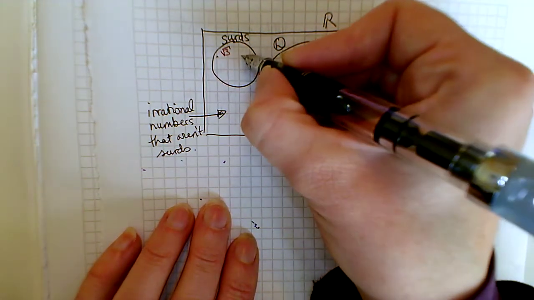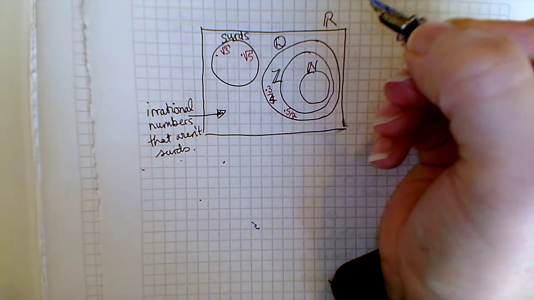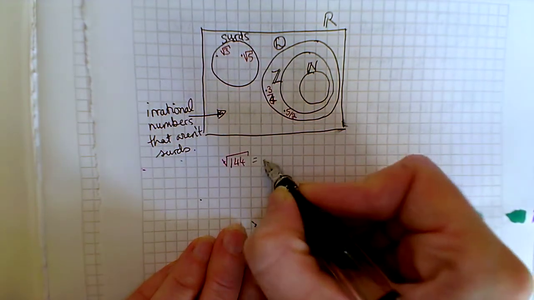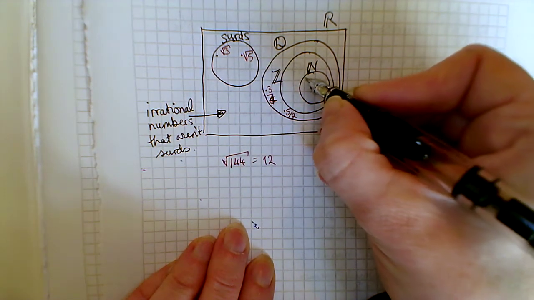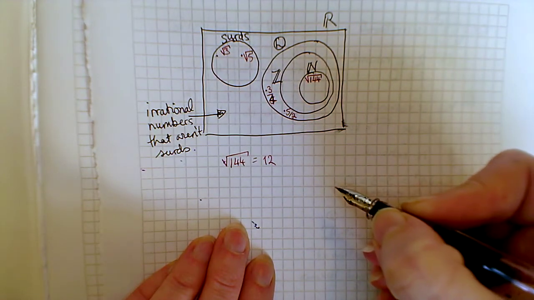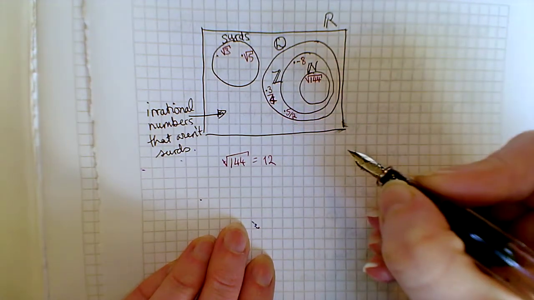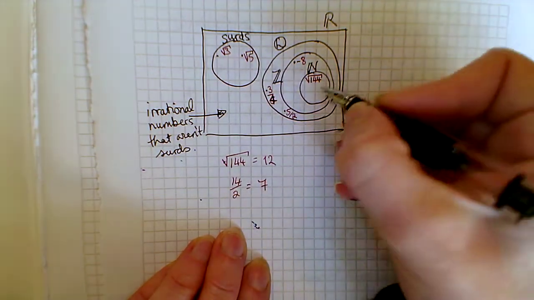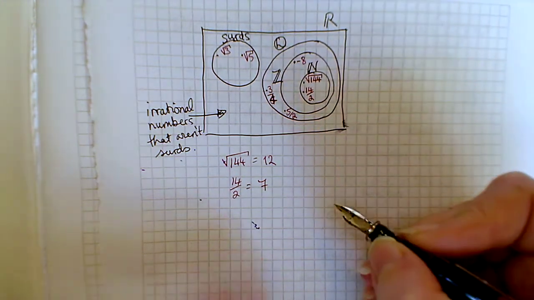D, the square root of 5. I hope you can see that clearly enough. E, the square root of 144. Now, if I were to put that into my calculator, I would get 12, which is a whole number. And not only that, it's a whole positive number. So the square root of 144 would go here. F, -8 is a whole number, but it's negative. G, 14/2. Yes, it's written as a fraction, but it can be written as a whole number.